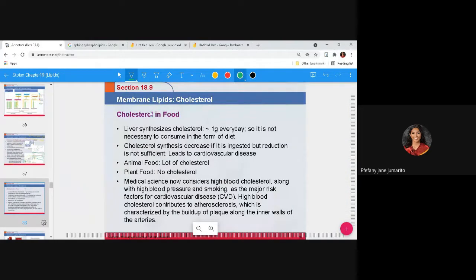So, cholesterol in food. The liver synthesizes cholesterol. Okay, you read. Ruchel. Marfeline. Rhea. Hands up. Si Justin. Hazel Jean. Ma'am, wala pa, ma'am. Okay, Robert. Gitawag ka ganina.